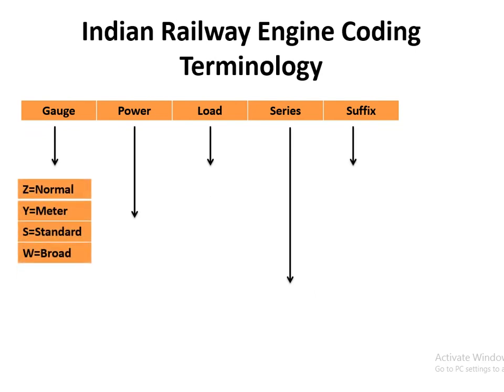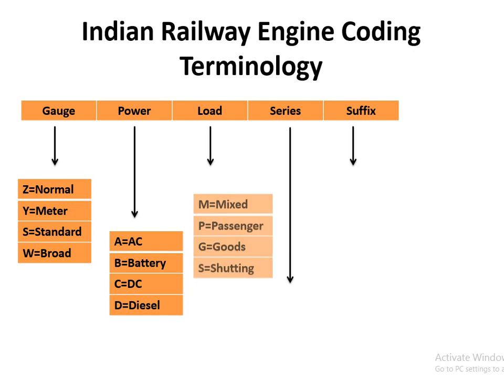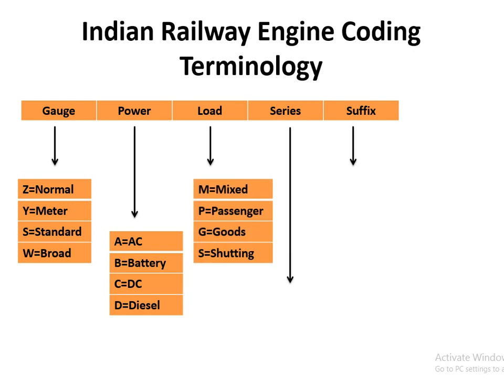Gauge is broadly classified as normal gauge, meter gauge, standard gauge, and broad gauge. But normally we are using standard gauge and normal gauge right now. Broad gauge and meter gauge were used in earlier times when engines were running on steam. Now, depending on the power, coding terminology is also given: AC power, DC power, battery power, or diesel. These are the fuels used to run our locomotive. Depending on load, we can classify the train as mixed, passenger, goods, and shipping.